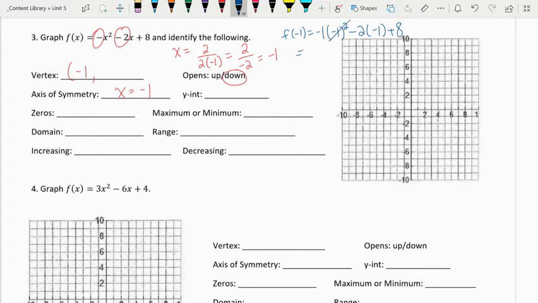Negative 1 squared is 1, but then you still have the negative 1. That ends up being plus 2 plus 8. That gives us f of negative 1 equals 9. Okay, so that means that's our y value. And we could plot that point, negative 1, 9.